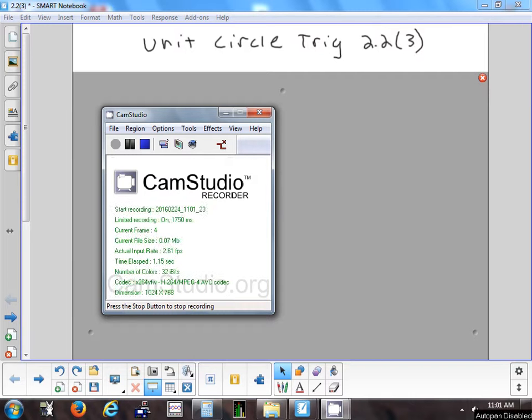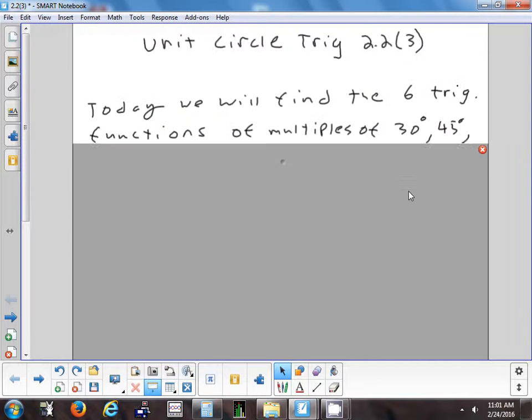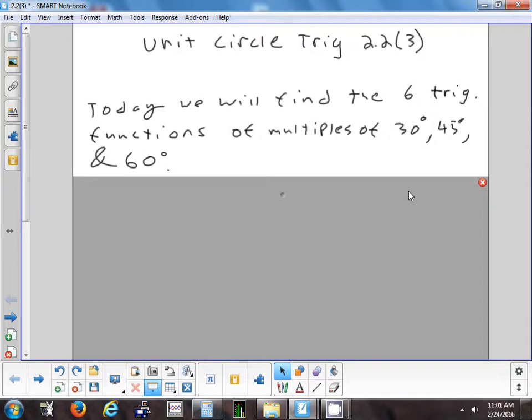Right, so our last section for this week, still unit circle trig, just part 3. A few different things we're going to look at. First, we're going to look at not just finding the trig functions of 30, 45, and 60, but any multiple of 30, 45, and 60.